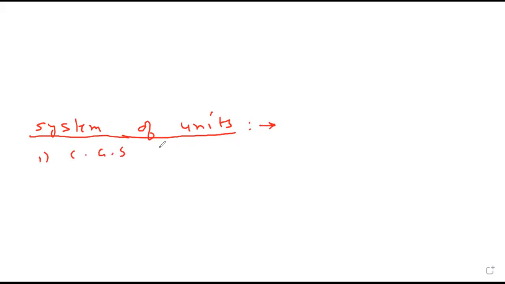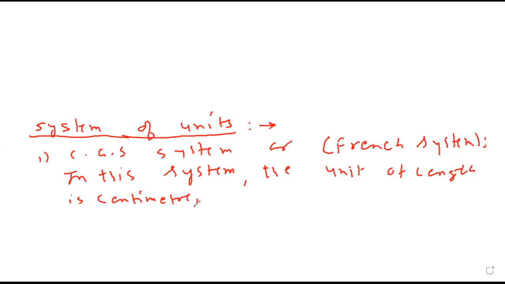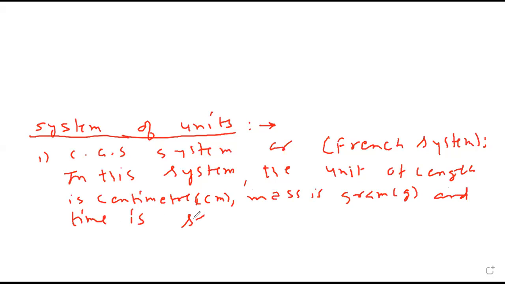First, the CGS system, or it is also called the French system. In this system, the unit of length is centimeter, mass is gram, and time is second. So the first system of units, CGS or French system, has length in centimeter, mass in gram, and time in second.